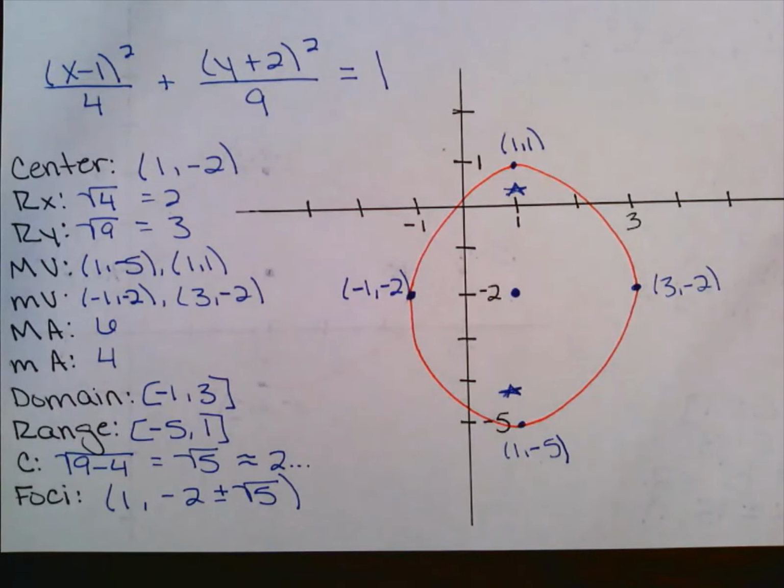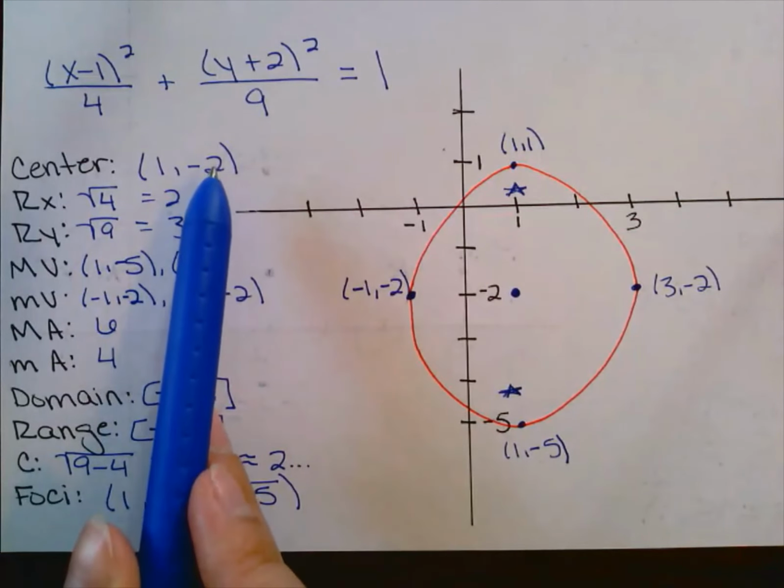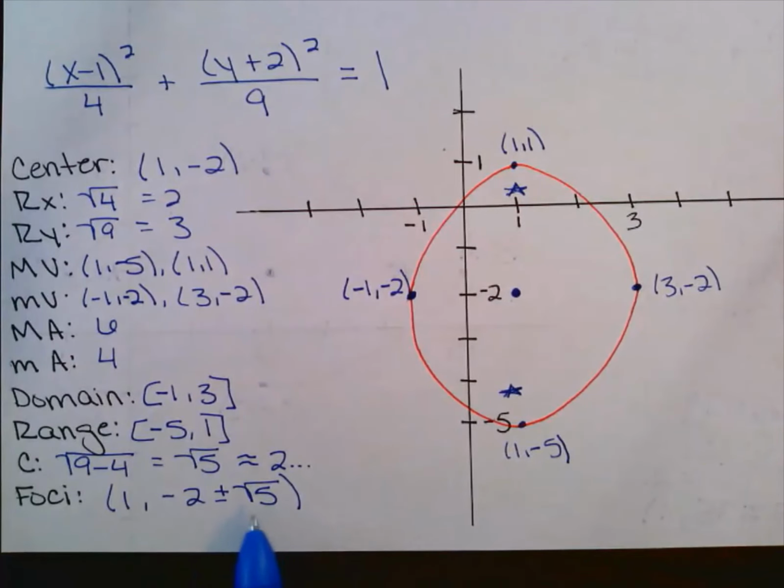Last is my foci. Okay. My center was at 1, negative 2. Since my larger axis is the y, I added and subtracted what I found for c to the y value. And for the c, I found the square root of the larger denominator minus the smaller denominator, which gave me square root of 5.